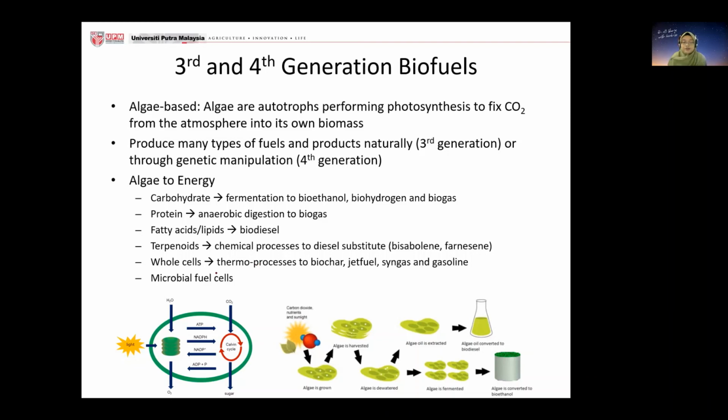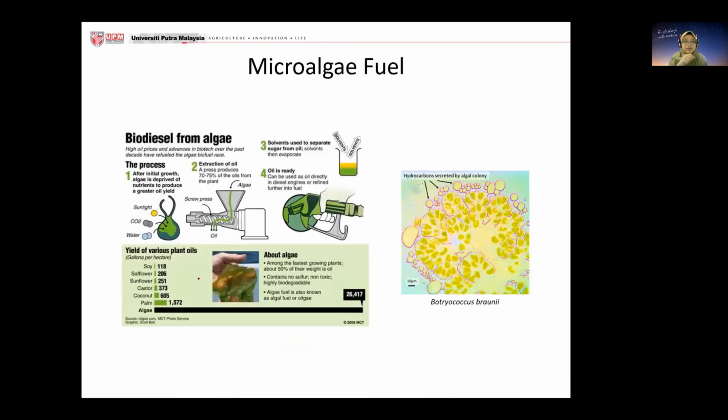Another alternative is to use microbial fuel cells, and we will look further into that as we look at the fifth type of biomass conversion in the next slide.